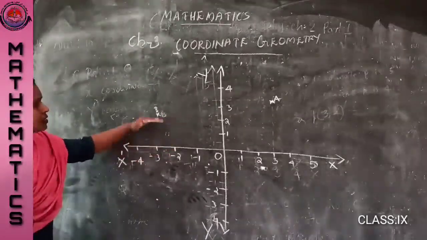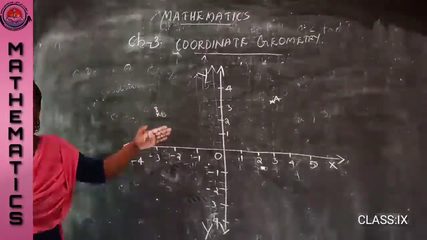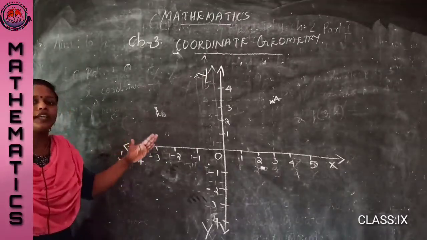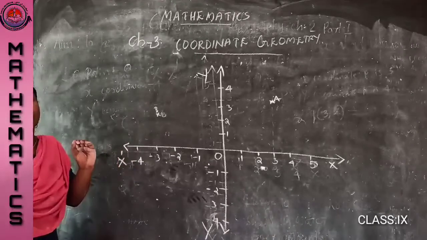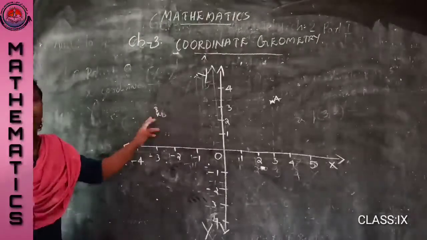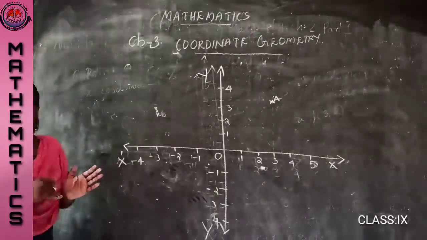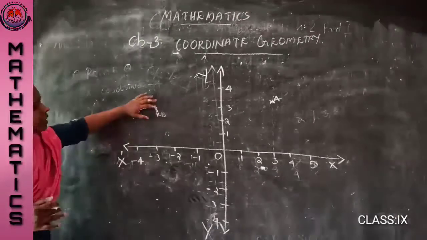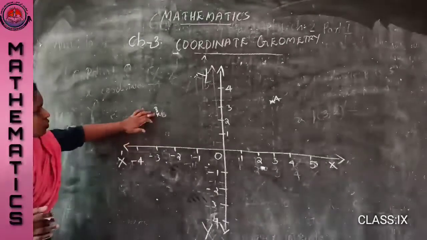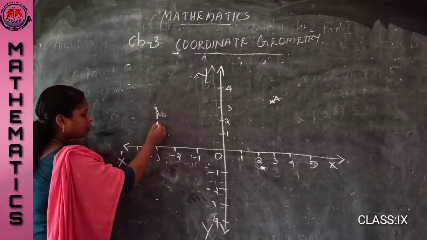X coordinate means abscissa, and y coordinate means ordinate. Then we need to write the coordinates. Coordinates means x coordinate and y coordinate, we can say coordinates of the points. And x coordinate means abscissa, and y coordinate is ordinate. And here what will be the coordinates of point B? Here we can draw the perpendicular lines.